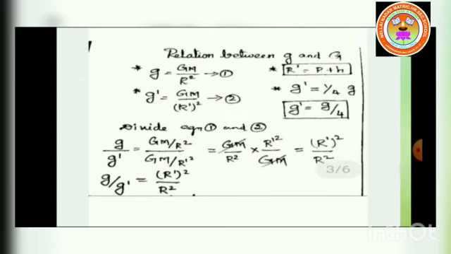So g dash is, the acceleration due to gravity will be 1 by 4th of its value at the earth. So g dash is equal to 1 by 4 into g. 1 into g is equal to g. So g dash is equal to g by 4. Divide equation 1 and 2. g by g dash is equal to GM by R square divided by GM by R dash square.